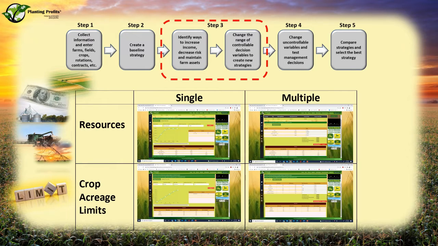Sensitivity analysis can be used to analyze two sets of management decisions. Number 1, increasing or decreasing the amount of one or more resources. Number 2, increasing or decreasing crop acreage limits. You can change one resource at a time or multiple resources simultaneously. Similarly, you can change one crop limit at a time or multiple crop limits simultaneously. We'll look at 4 combinations of management decisions and sensitivity analysis tools.